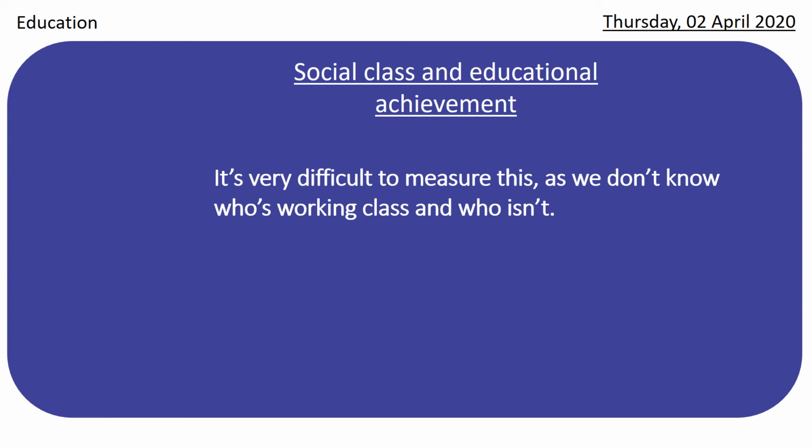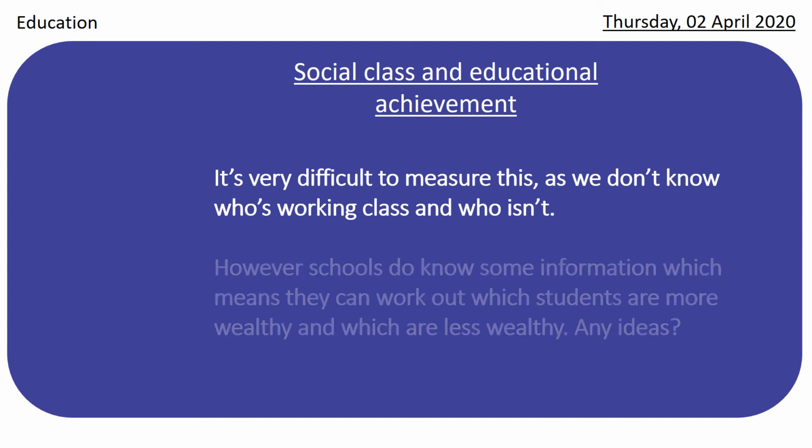Now then, in order to measure the link between social class and educational achievement, we need to have 2 bits of data. One is the achievement data. Well, we have that from the grades. The other is the social class of the students. But we don't have that. Students in schools don't know the social class background of the students or the parents.